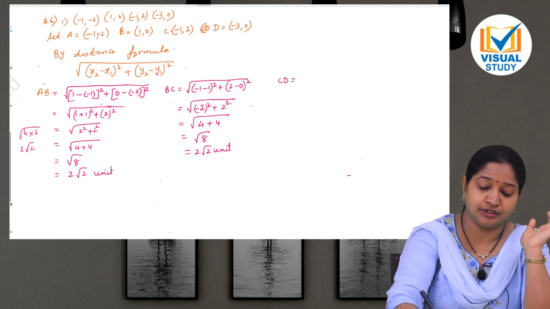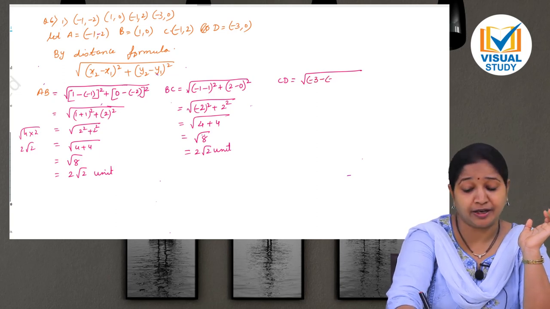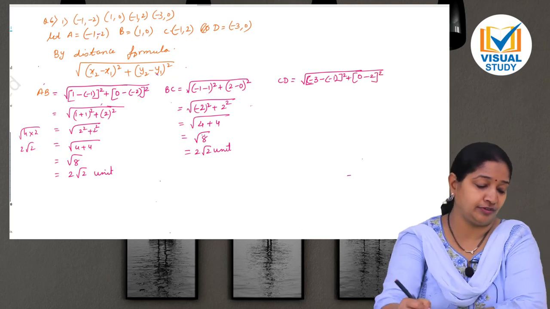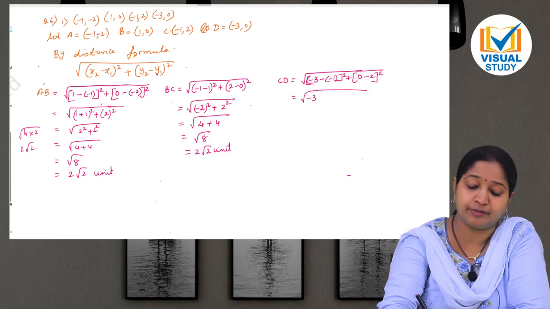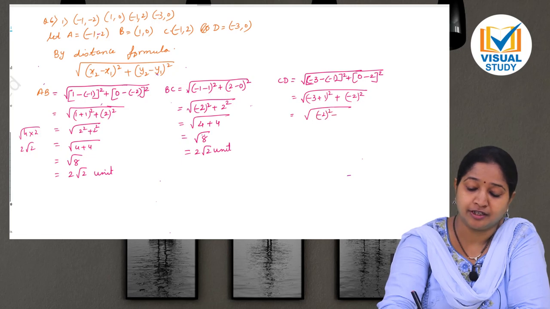What is CD? That is minus 3 minus of minus 1. Minus 3 minus of minus 1 whole square plus 0 minus 2 whole square. CD. Again minus 3 minus minus plus 1 whole square plus minus 2 whole square. You get it here, minus 2 whole square plus minus 2 square. Here also you get it, 4 plus 4 and you get root 8, and you get 2 root 2 as unit.